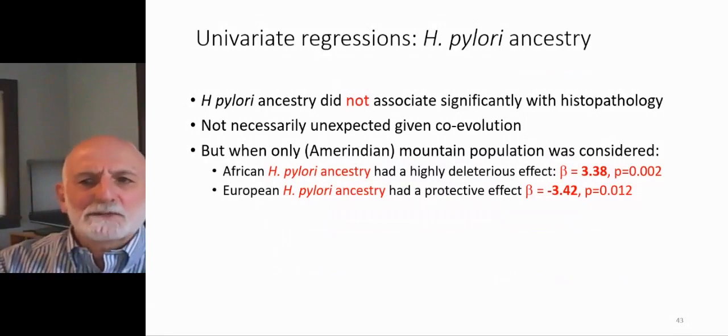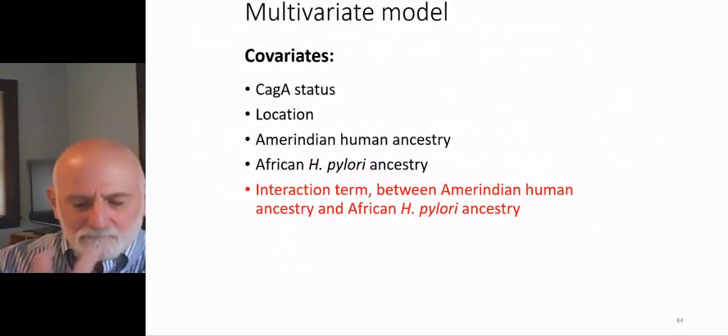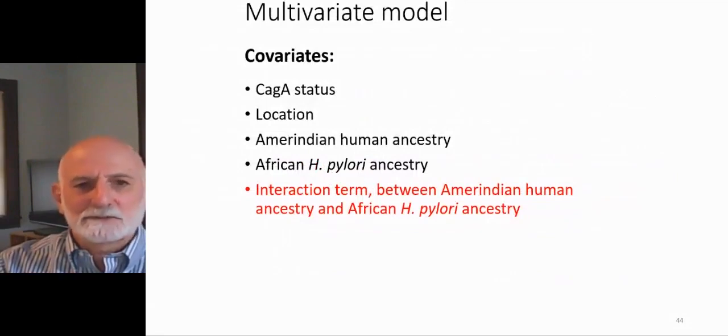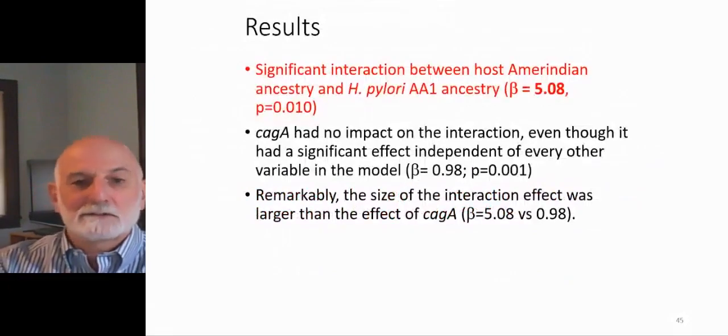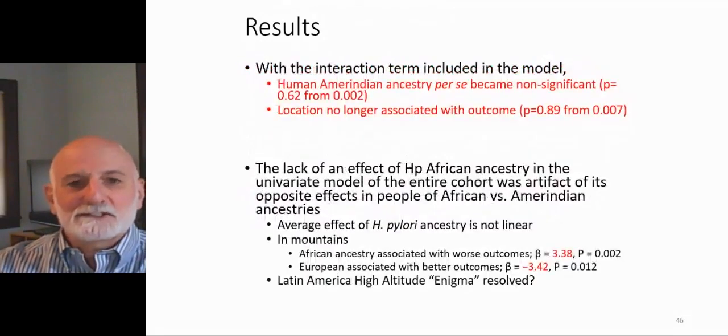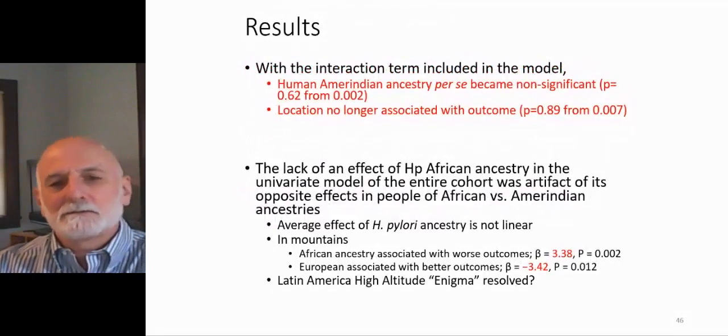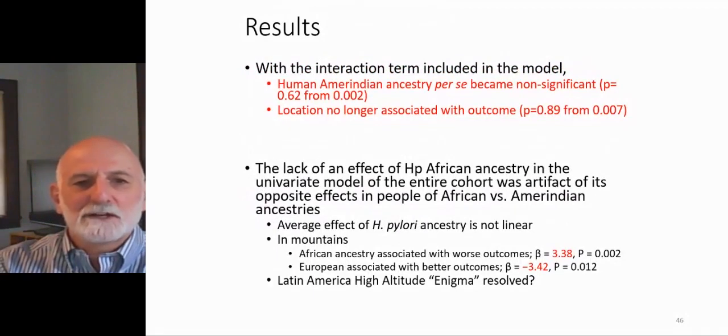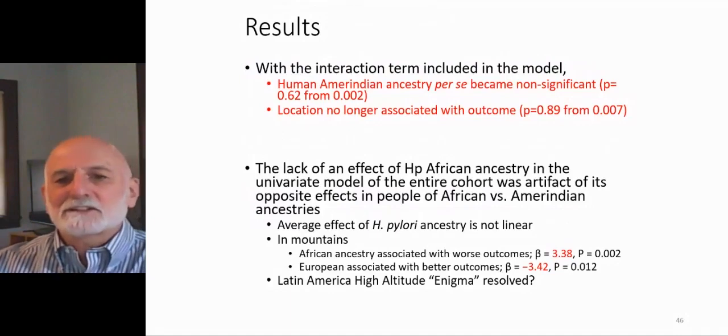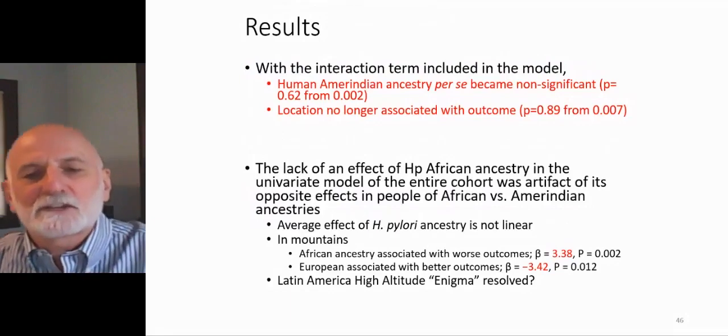So this was based on univariate analysis. We then did multivariate models to see whether adjusting for all these other things, including an interaction term, impacted our model. So we looked at CagA status, location, human Amerindian ancestry, African H. pylori ancestry, and the interaction between human and H. pylori ancestry. We found that the interaction term was significant with a substantial beta. CagA was unaffected, but the size of the beta was much greater for the interaction term. But what became really interesting is that human Amerindian ancestry, which associated in a univariate model with a p-value of 0.002, lost all statistical significance. And location, which was highly significant, lost all statistical significance. So basically, when you adjust for this interaction, you lose the effect of the single variables.